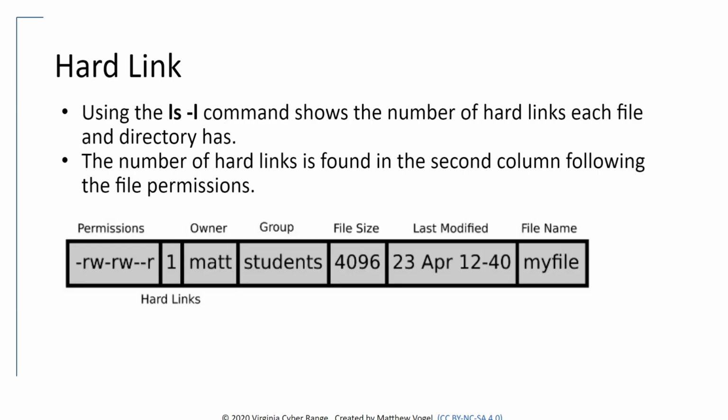Okay, so if you use the ls -l command, it shows the number of hard links each file in a directory has. The number of hard links is found in the second column following the file permissions. So you'll have the permissions for the owner, group, and others, and then you'll have the hard link count, and most of the time it's going to be one, and then you'll have who the owner is, who the group is, the file size, and so on and so forth. Okay, so using -l, you'll see that listed there.